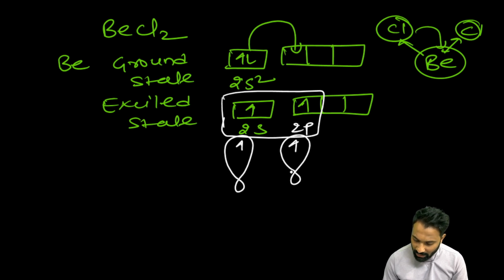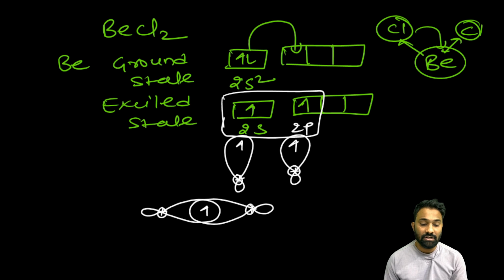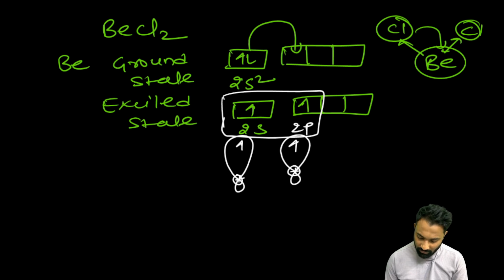Now these two new hybridized orbitals should arrange themselves in such a way that they are free from repulsion. Then these two new hybridized orbitals are arranged at the bond angle of 180 degrees. When they are arranged at the bond angle of 180 degrees, they are free from repulsion. Clear?